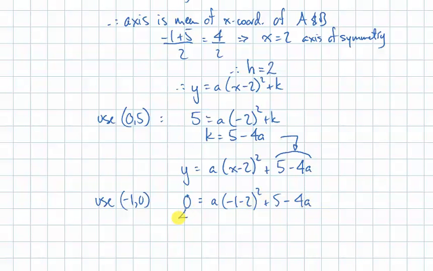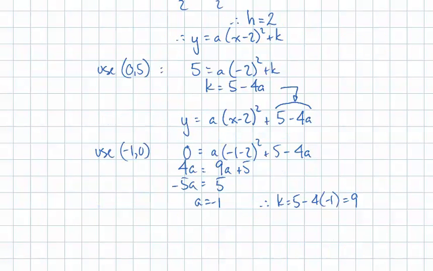So I have 4a, that's negative 3 squared, or 9a plus 5. If I bring all the a terms together, negative 5a equals 5, therefore a equals negative 1, and therefore going back to k equals 5 minus 4 times the a value, or 9, I now have everything I need. The equation is y equals negative 1(x minus 2) all squared plus 9. We knew that before, and we just got the k value.